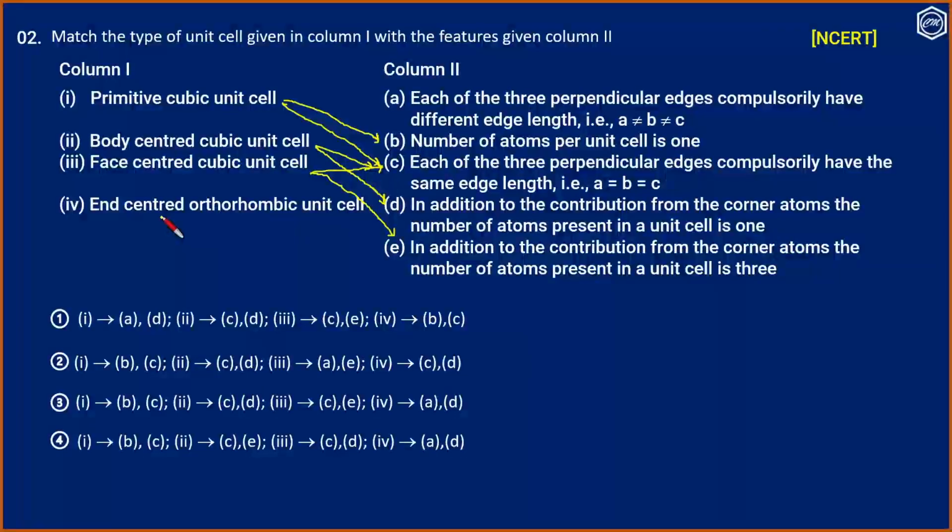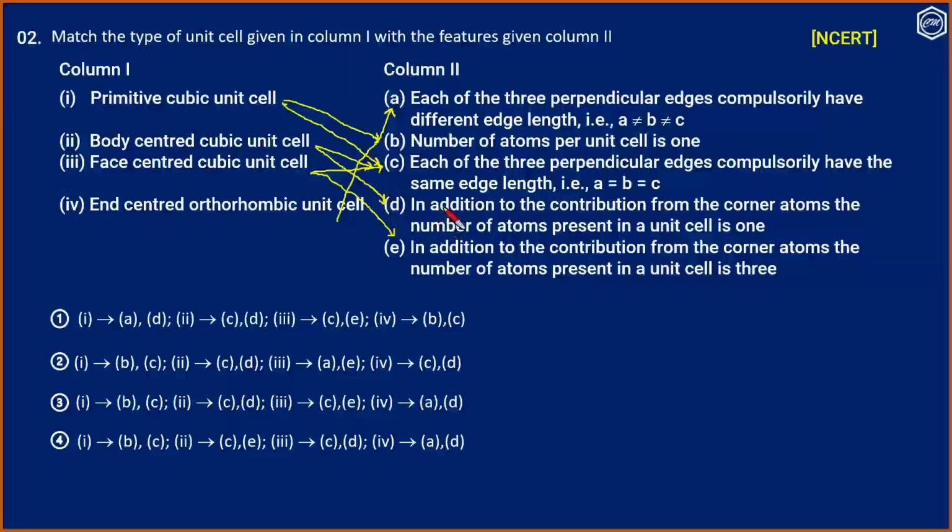Then for end-centered orthorhombic unit cell, each of the 3 perpendicular edges compulsorily must have different edge length, a not equal to b not equal to c. So 4 connects to A.